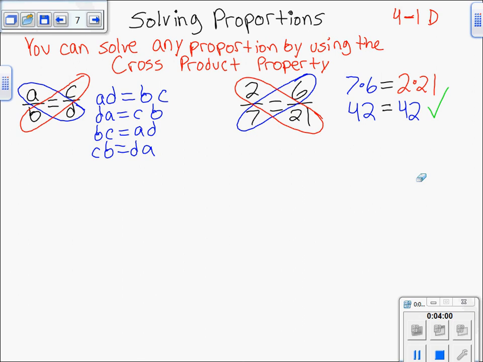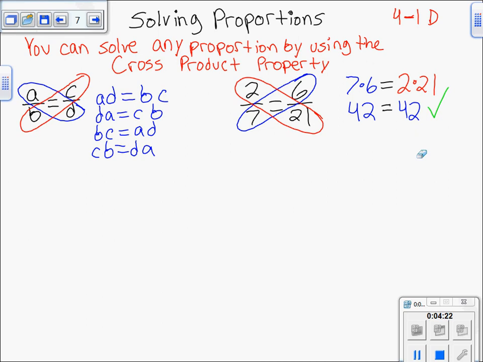42 does equal 42. That is a true statement. And so now this works no matter what order you multiply it in. Even if you did 21 times 2 over here, and then 6 times 7 over here, that would still give you 42 equals 42. No matter what order you do it in, it's always true. So remember this, all proportions can be solved using the cross product property.